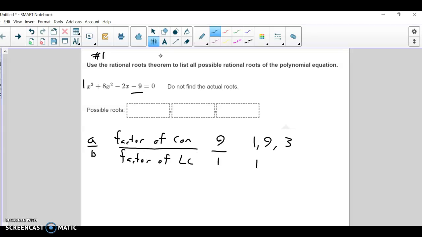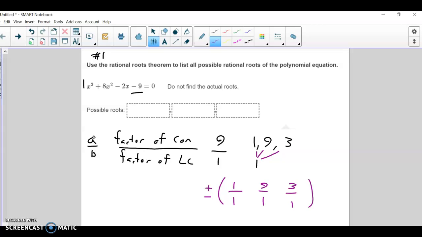All right, so to figure out, basically here's all our possible numerators, 1, 9, 3, and all our denominator can be 1. So I just got to pair this denominator with all the numerators. So I get 1 over 1, 9 over 1, and 3 over 1, right? And then just slap a plus minus in front of it, right? And that's your list of possibilities.